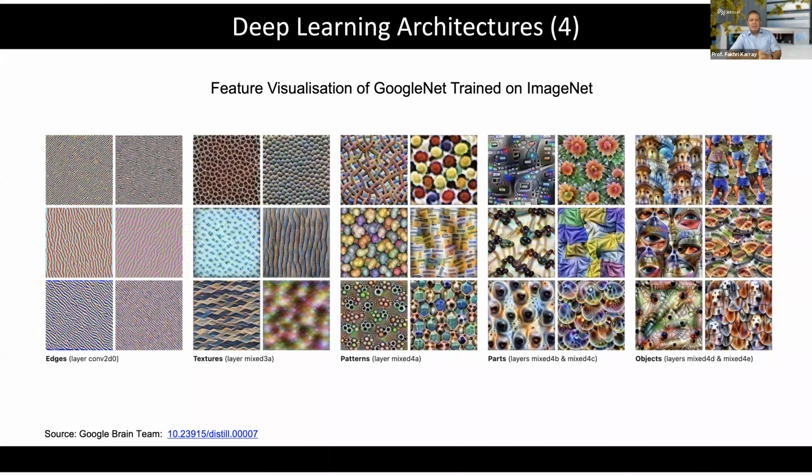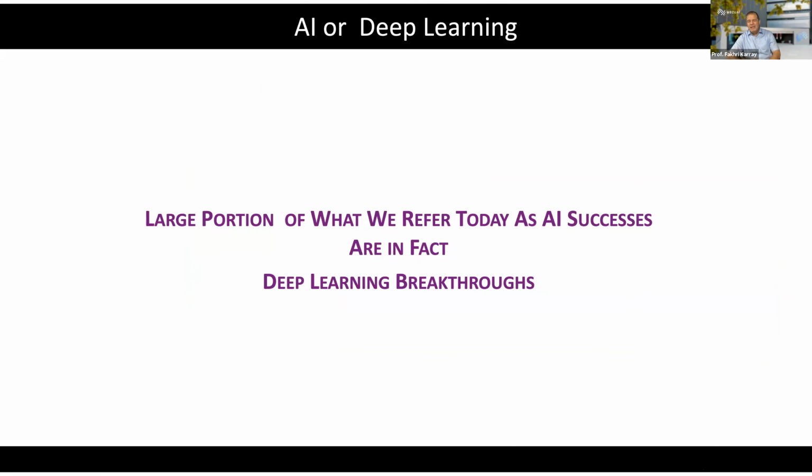We say that a large portion of what we refer to today as AI successes are, in fact, deep learning breakthroughs. As we mentioned, AI is a set of technologies, and one of them is machine learning and deep learning. Deep learning has the lion's share of the breakthroughs made in recent years, whether in machine learning, computer vision, pattern discovery, or natural language processing. Many of them have been in the area of deep learning and the advances made in this regard.